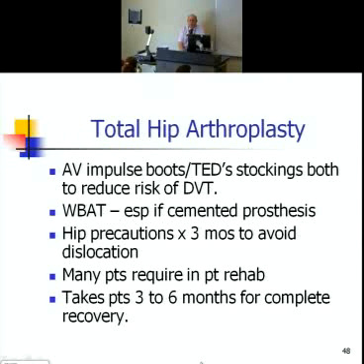Hip precautions for 3 months. This means avoiding certain types of movements that can result in the patient's hip dislocating. When we do a hip replacement, remember, we're not just operating on bone. We have to open up the muscles and the ligaments to get at the joint, and then we sew those things back together. Initially, the sutured repair of those things is not as stable and sturdy as the original tissue was.